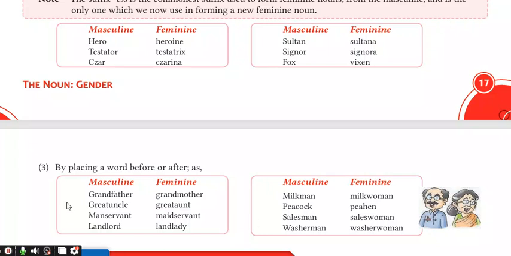And the last way of making feminine is by replacing a word before or after. How? Grandfather becomes grandmother, great uncle becomes great aunt, manservant becomes maidservant, landlord becomes landlady, milkman becomes milkwoman, peacock becomes peahen, salesman becomes saleswoman, and washerman becomes washerwoman.